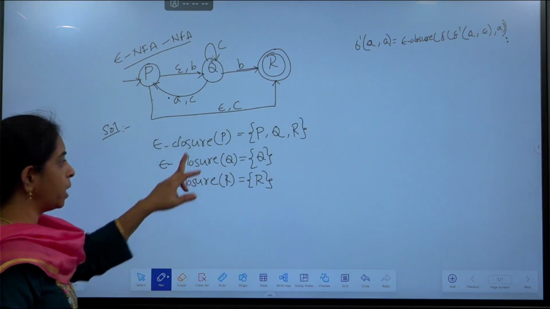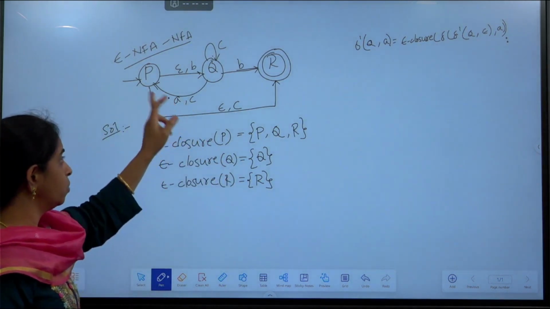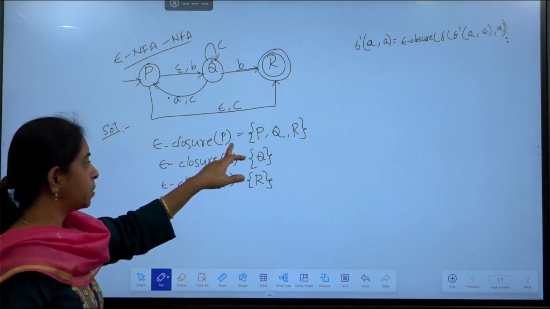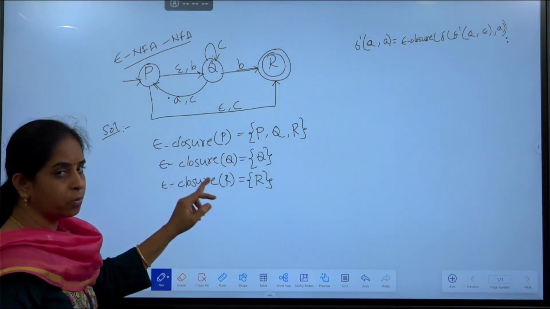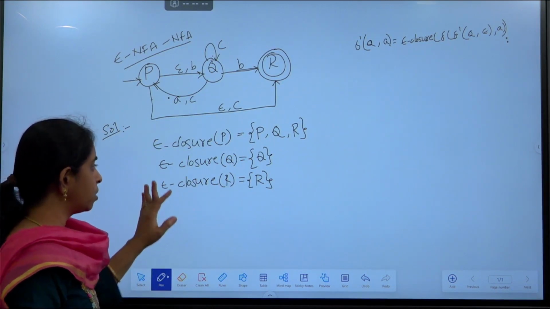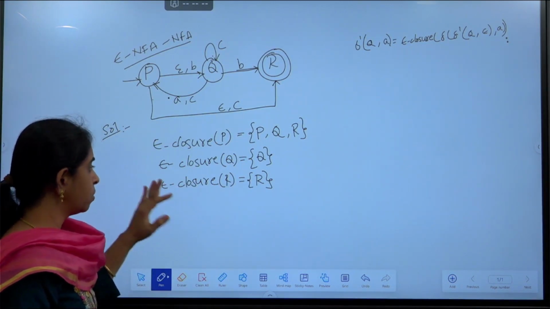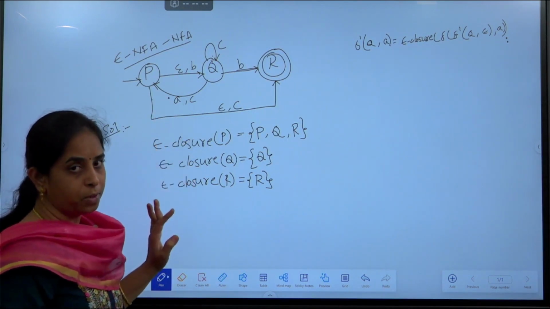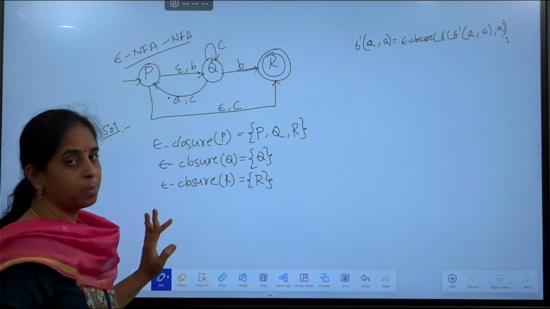So this is step 1: we have to find the epsilon closure for all the states. We have P, Q, R as the states, so we find epsilon closure of P, epsilon closure of Q, and epsilon closure of R. After finding this in step 1, we have to convert these epsilon closures to the NFA. That means we have to remove the epsilon.